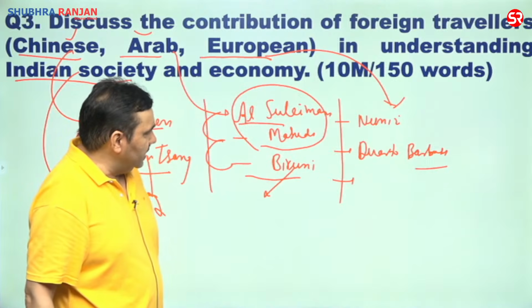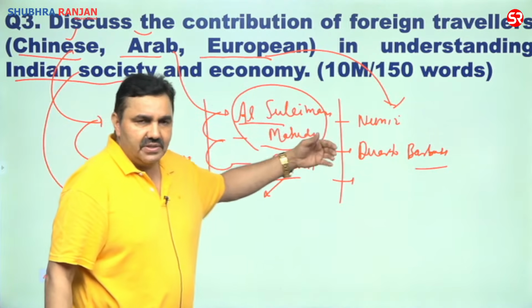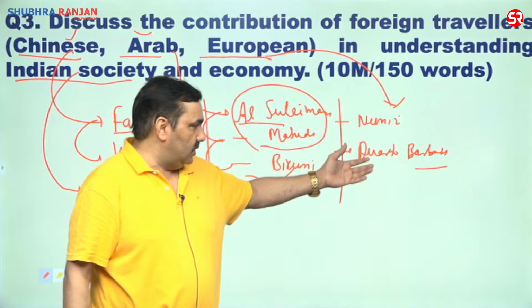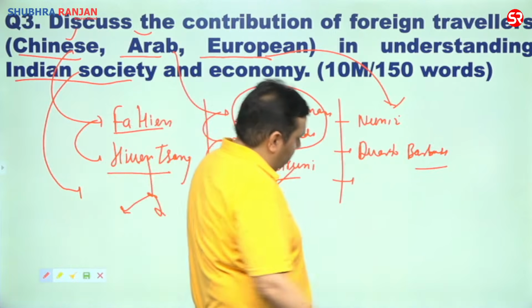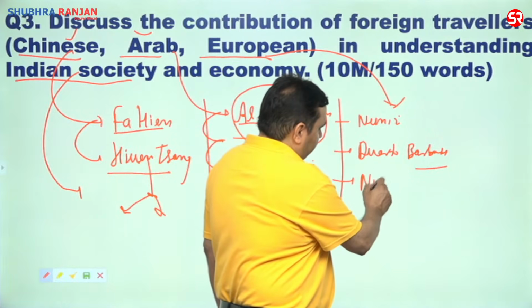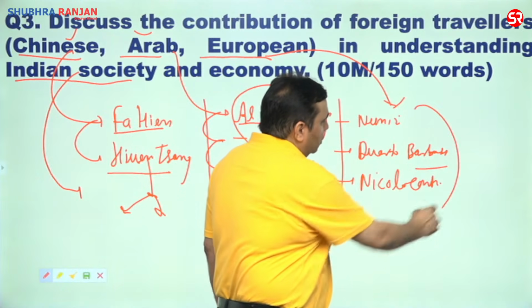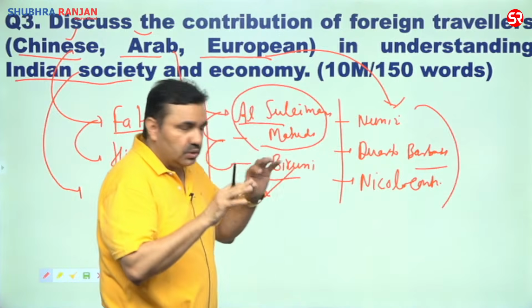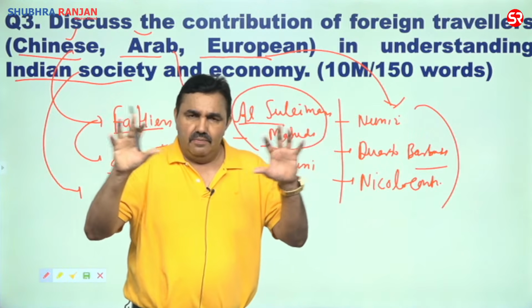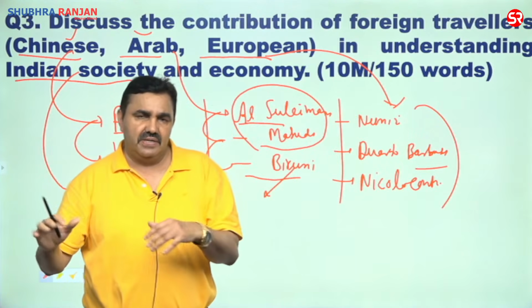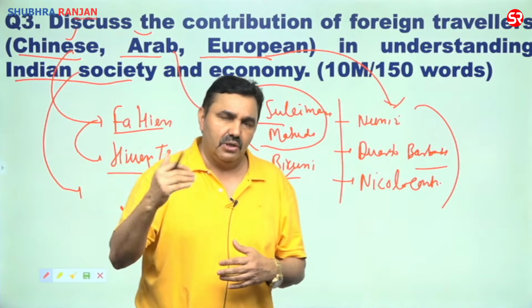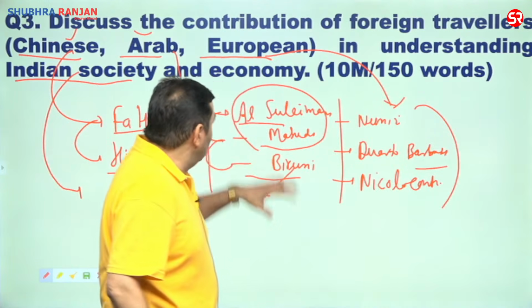Then you have Nunes. He talked about the practice of sati. He visited the Vijayanagar Empire. Duarte Barbosa also visited the Vijayanagar Empire. Nicolo Conti came from Italy. So give specific references, maybe 2-3 points from Chinese, 2-3 points from Arab travelers, 2-3 points from European travelers.